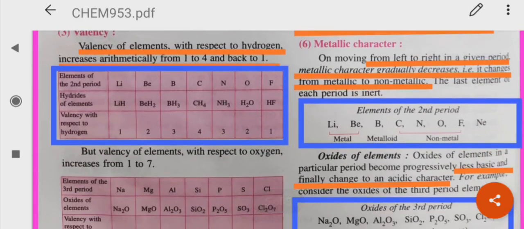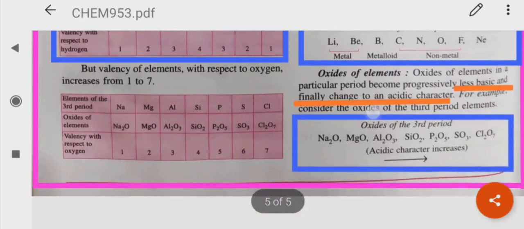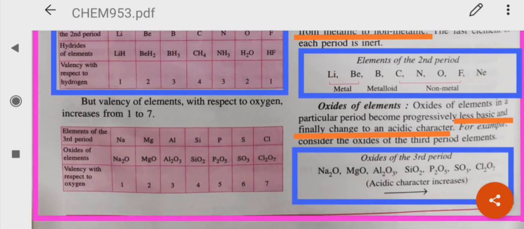Then comes metallic character. As we move from left to right, what will happen to the metallic character? It will decrease and non-metallic character will increase. See here, elements of the second period. Lithium and beryllium are metals, boron is a metalloid, carbon, nitrogen, oxygen, fluorine are non-metals, and neon is an inert gas. So what about the oxides of elements? Oxides of elements of a particular period become less basic and finally change to acidic character as we move from left to right of the periodic table. Why? Because the metallic character goes on decreasing. Okay. Thank you.